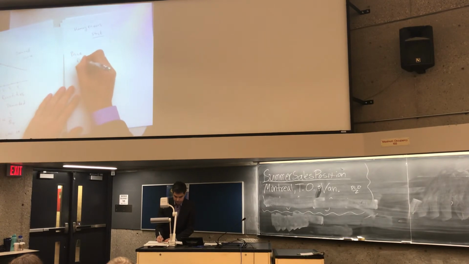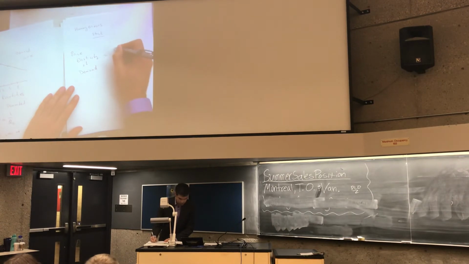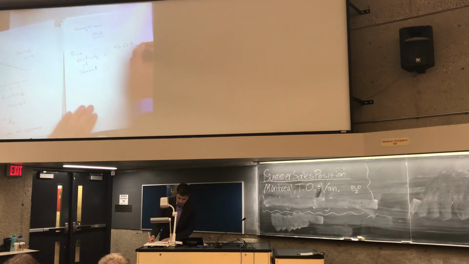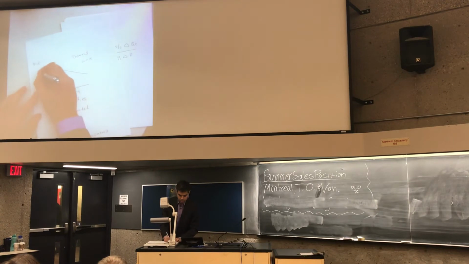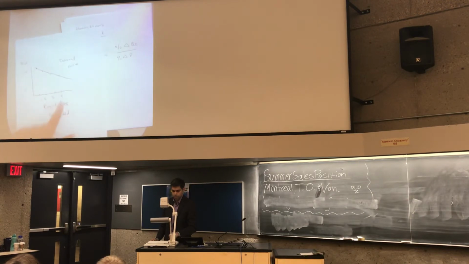Price elasticity of demand equals the percent change in quantity demanded over the percent change in price. Let's put some numbers on here. This is 10, this is 5. Price goes from 10 to 5, and quantity goes from 1 to 4.